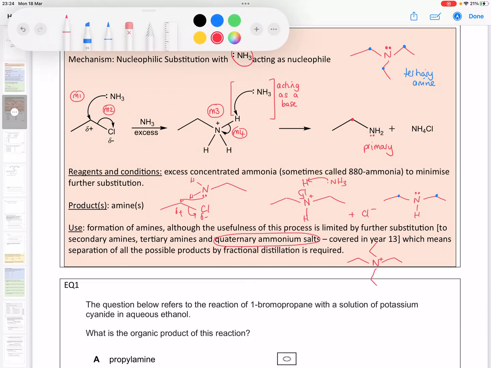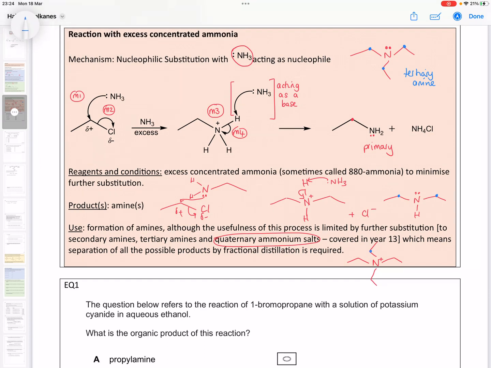It's called quaternary because it's a nitrogen making 4 bonds to carbon atoms. So that ion then becomes associated with the Cl-. And in this point in the synthesis, we actually produce a crystalline substance.